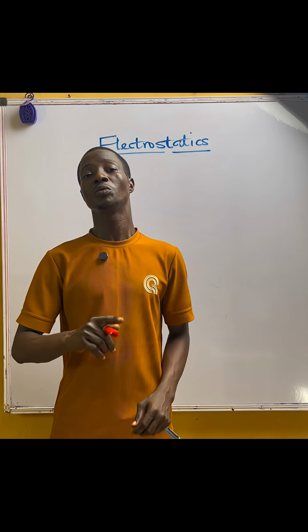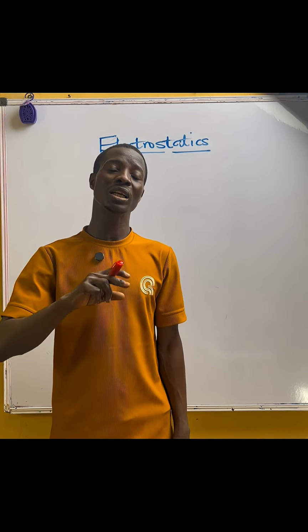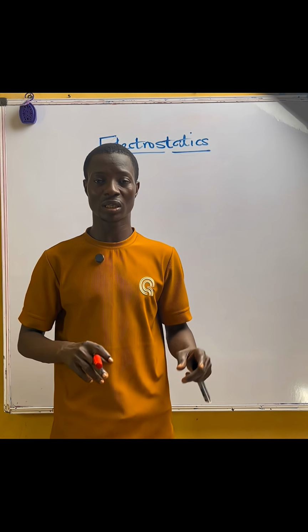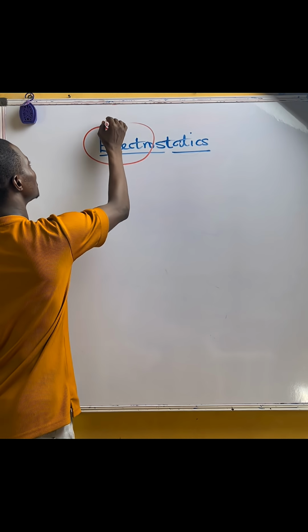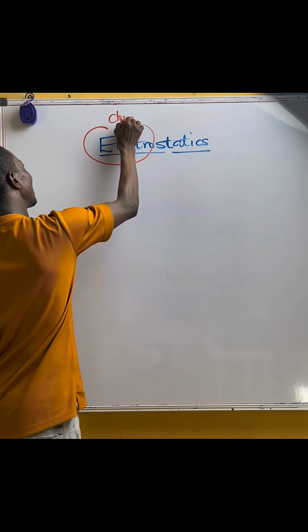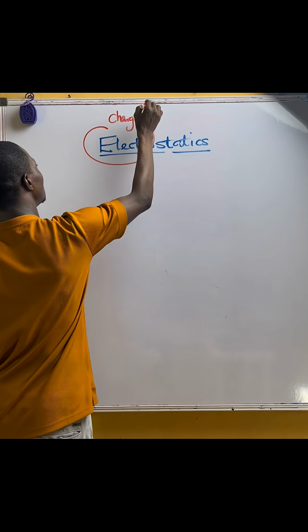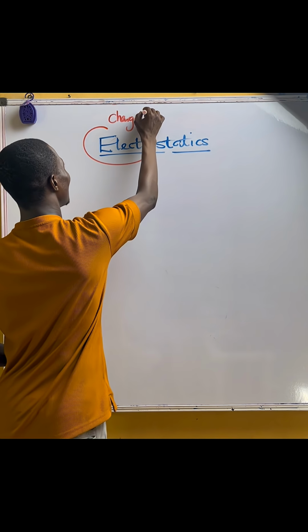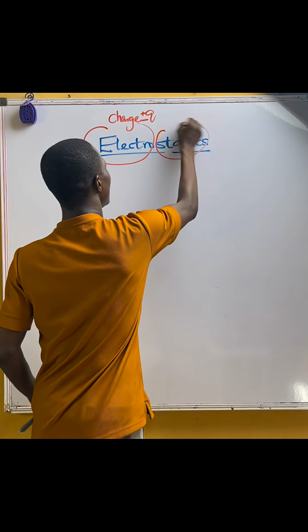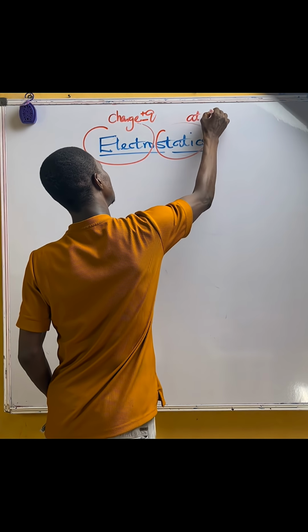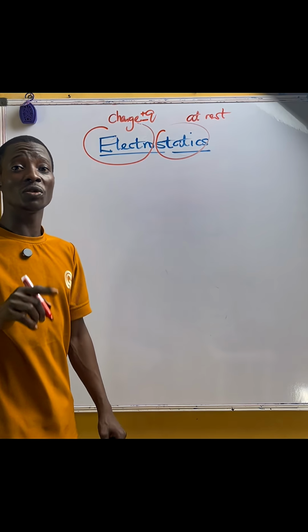Alright, in today's lesson, we'll be dealing with electrostatics. The word electrostatics is broken down into two words, electro and statics. The word electro means charges, okay? And this charge, which is Q, that we're talking about, is either a positive charge or a negative charge. Now, the word static means at rest, which means that electrostatics is the study of charges at rest.